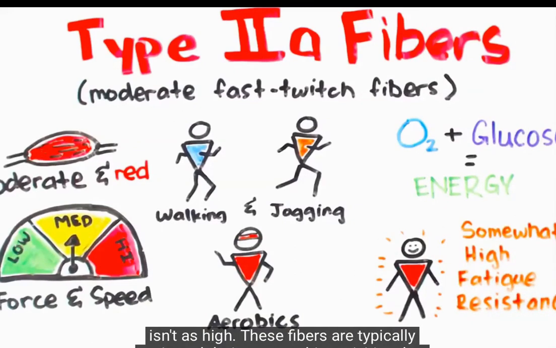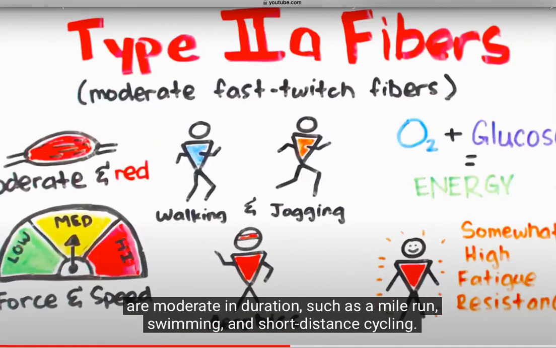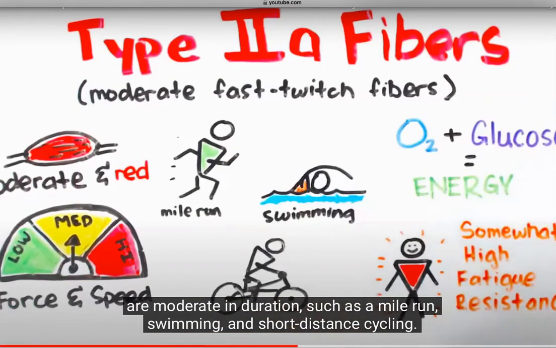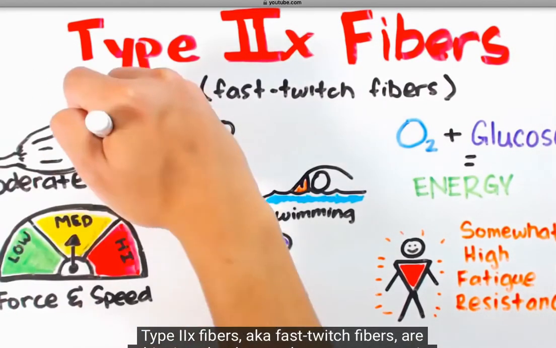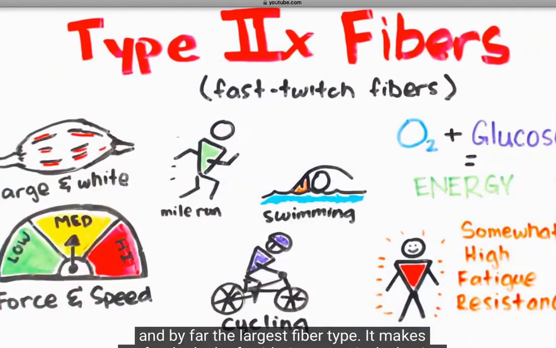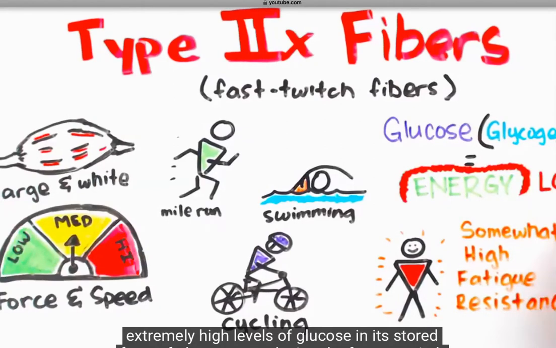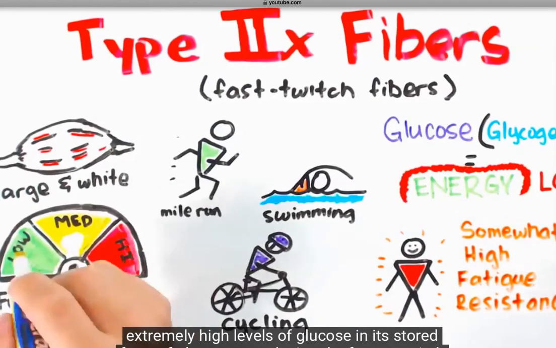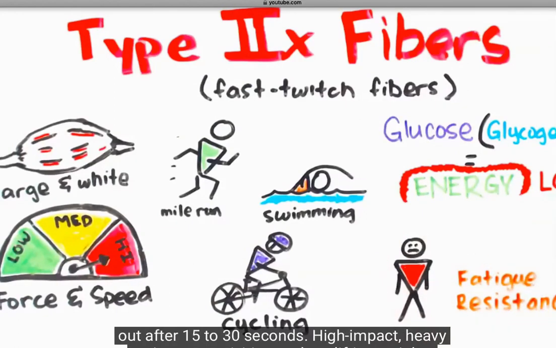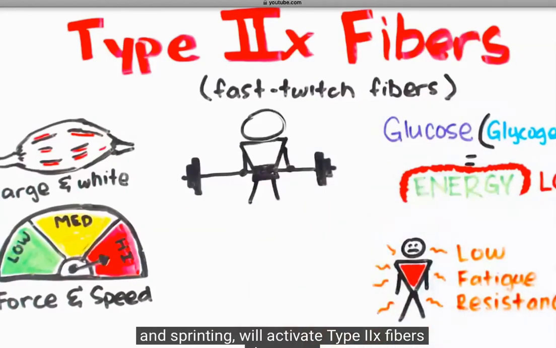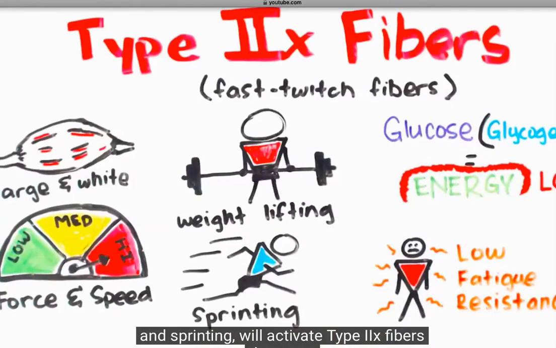These fibers are typically activated during aerobic activities that are moderate in duration, such as a mile run, swimming, and short-distance cycling. Type 2X fibers, aka fast twitch fibers, are white in color due to the low oxygen capacity and by far the largest fiber type. It makes up for the lack of oxygen capacity by having extremely high levels of glucose in its stored form of glycogen, producing the fastest twitch speeds and the most force. The downside, though, is that the fiber fatigues quickly, burning out after 15 to 30 seconds. High-impact, heavy resistance activities such as lifting weights and sprinting will activate type 2X fibers the most.